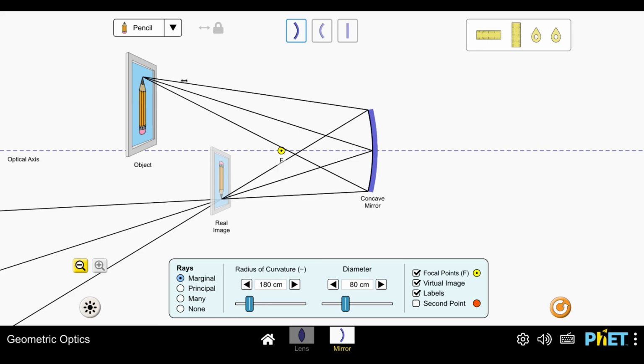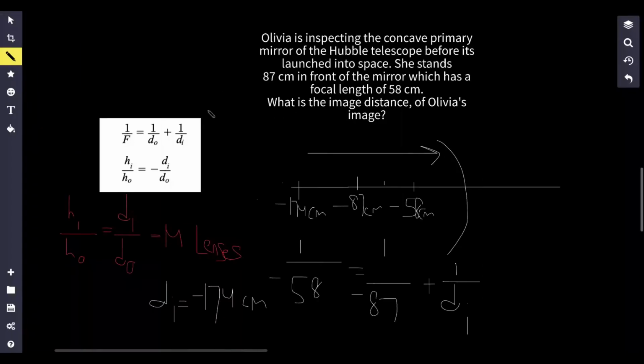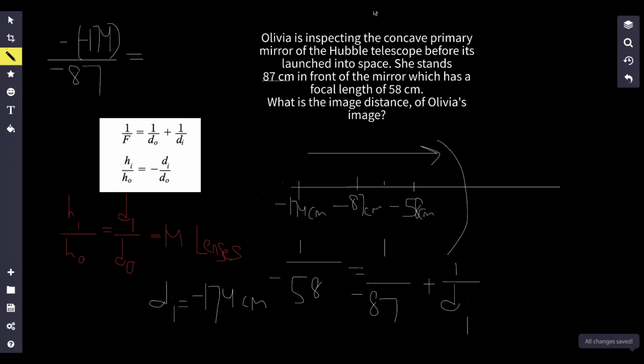If the question asks you to find the magnification, you just do negative of negative 174 divided by the distance of the object. Well, the distance of the object, they give you, right? It's negative 87, so it's 87 centimeters. So if you put this into the calculator, this value is actually negative 2.